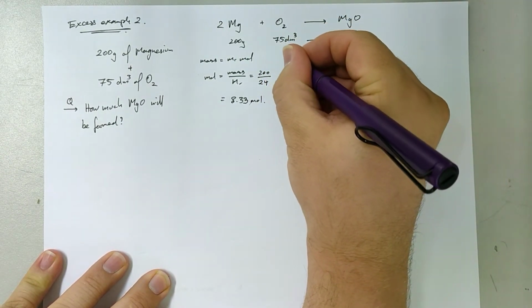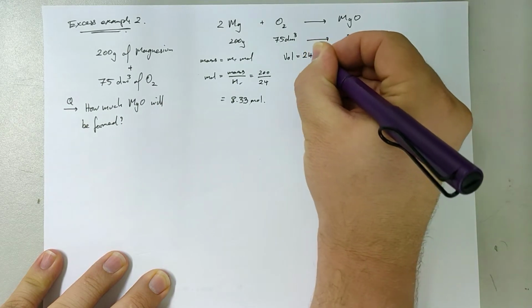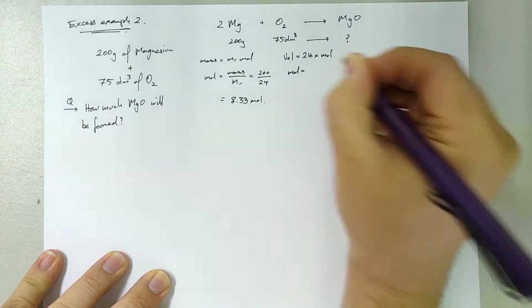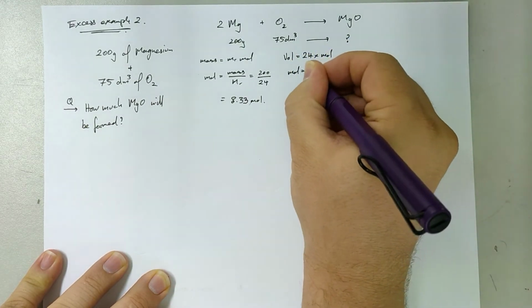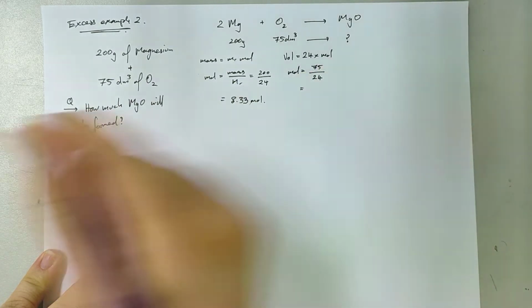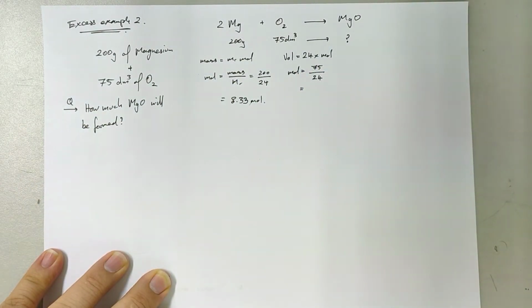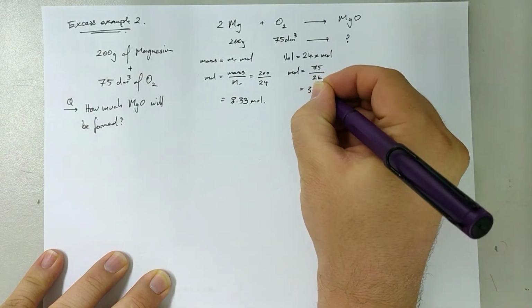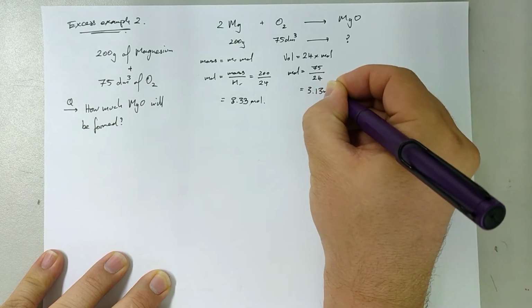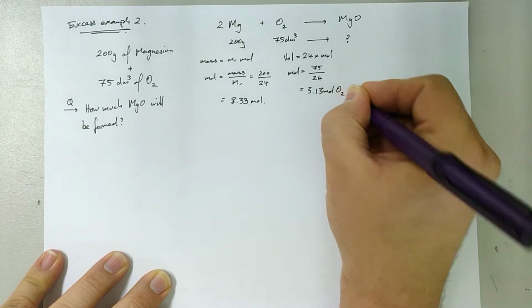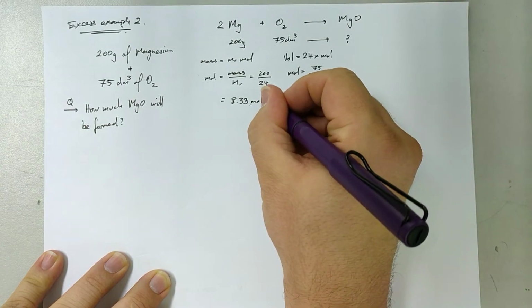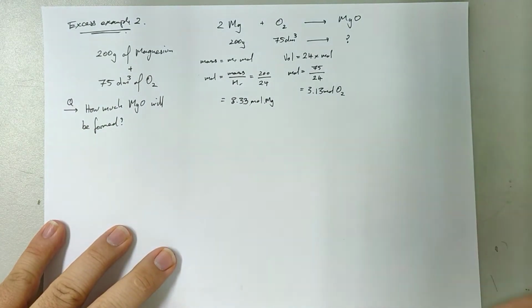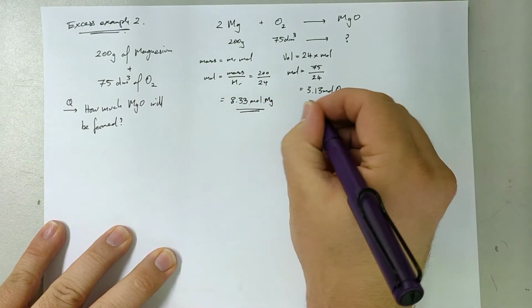Now, 75 decimeters cubed, so the volume is equal to 24 times the moles. So the moles is going to be 75 divided by 24. So in that case, we've got 75 divided by 24, so that would be 3.13 moles of oxygen. So we have 8.33 moles of magnesium and 3.13 moles of oxygen. That is what we have.